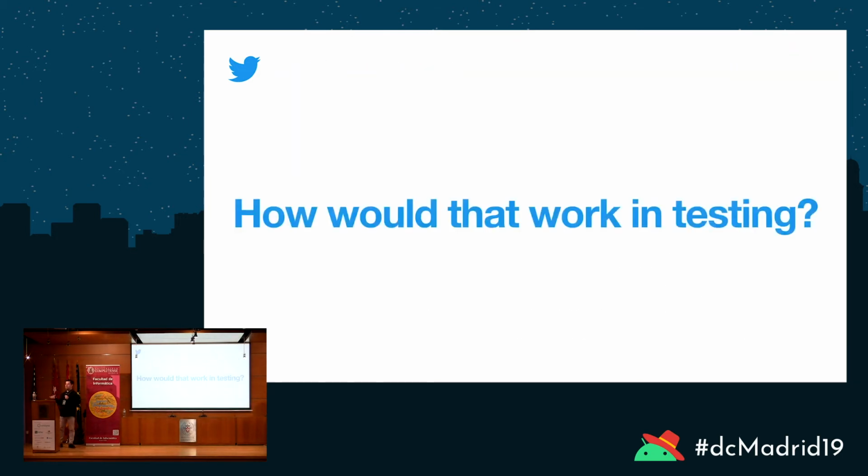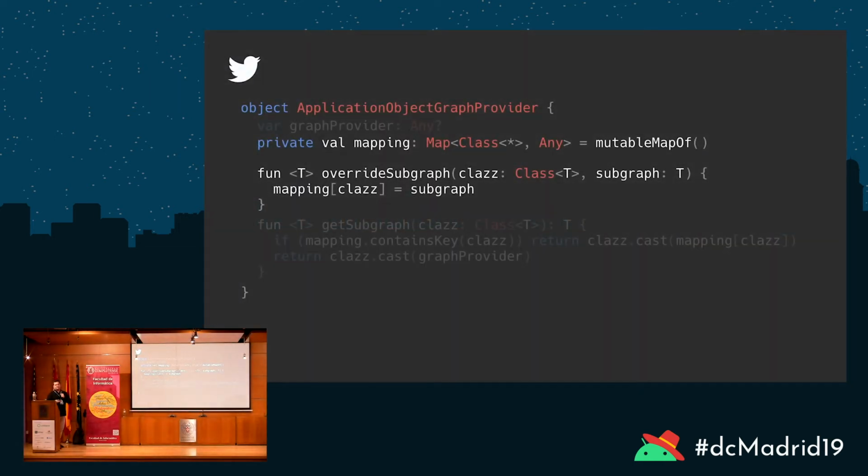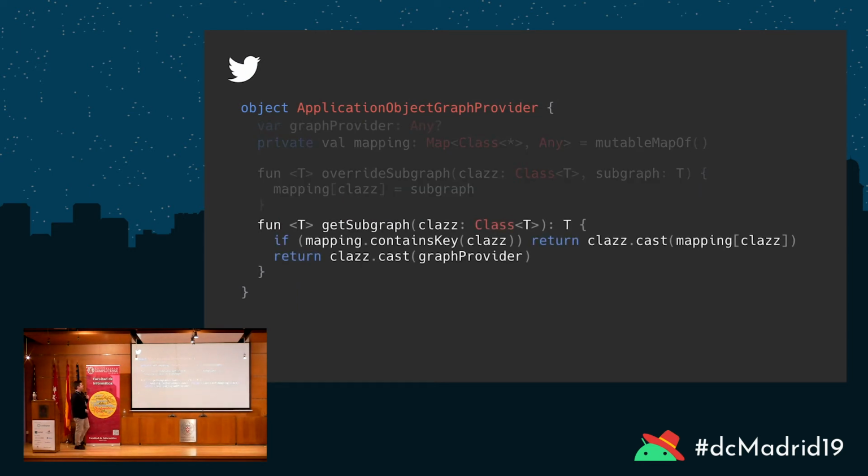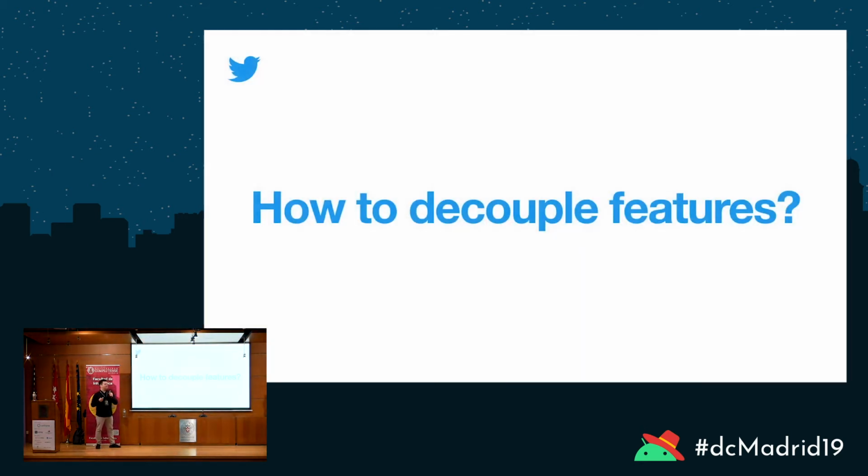So how would that work in testing if you were to hit that media subgraph .get? Well, you can slightly change the implementation, adding a way to override it, and then when you consume it, return the overridden one, otherwise you go to the normal one.